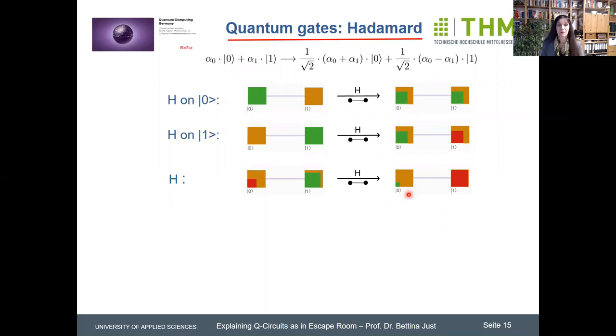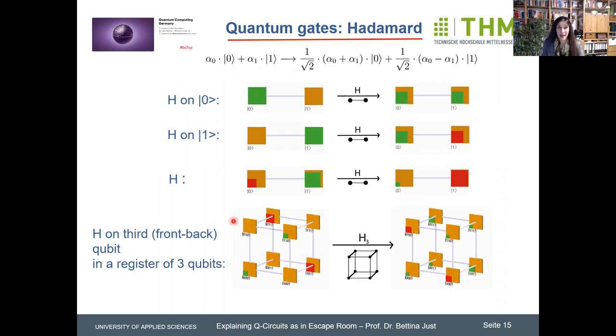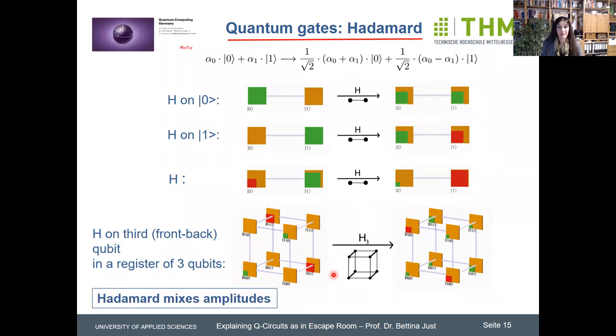Okay, Hadamard applied here to the third qubit, the front-back qubit, in a register of three qubits, will perform Hadamard along these edges. So this will be divided, tiny little green here, tiny little green here. This will be divided, and play around with the color, one here, one here. This will be divided, and one half placed here and the other here. And this will be divided, playing with the color here. If the square is at the one state, one placed here, one placed here. So this is what Hadamard does, and one can imagine Hadamard shakes the amplitudes. Mixes amplitudes.